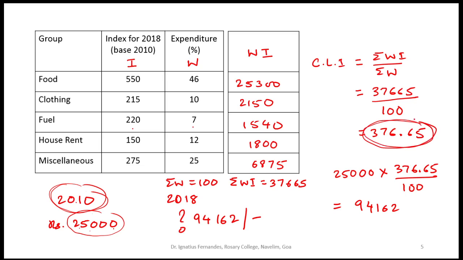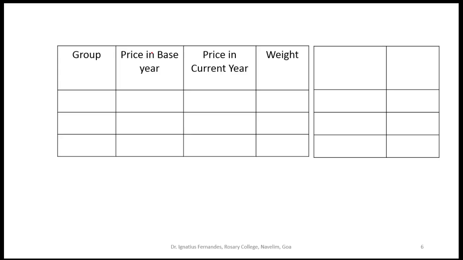So this is how the cost of living index is used, and this is how it is calculated in case the data is in terms of the index numbers and the weights. Here I had index numbers directly given to us and the weights given, so I can directly calculate it. In case the data is given in terms of prices, then you have to first calculate the index numbers. Suppose I have some group of commodities that are given to us.